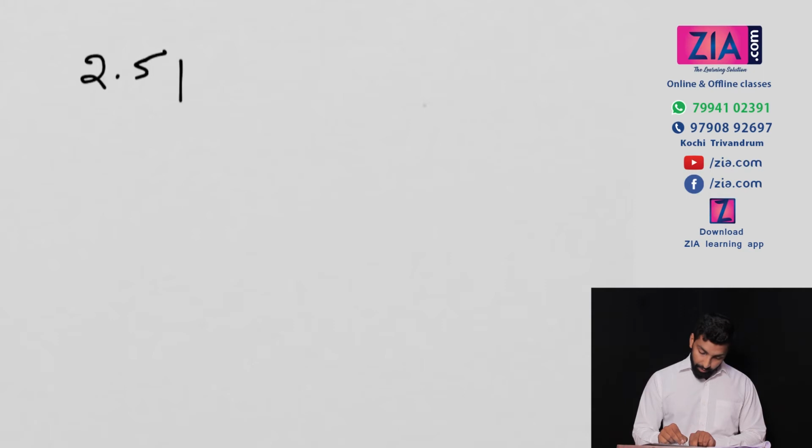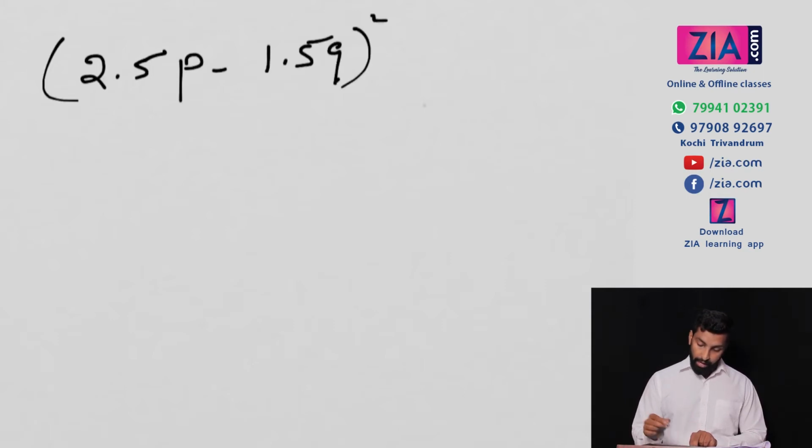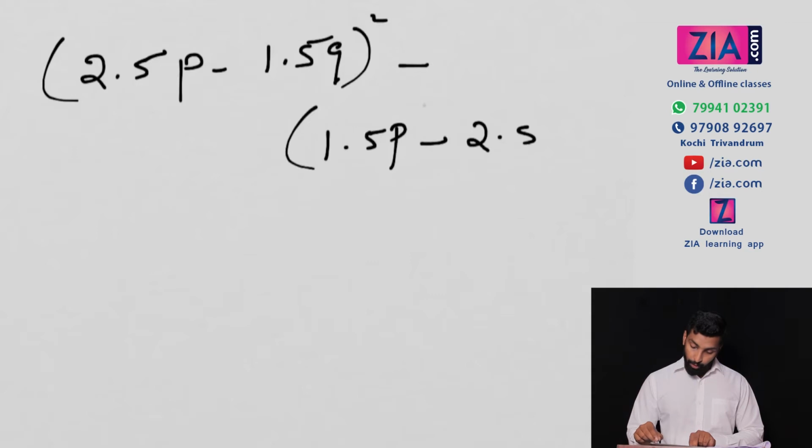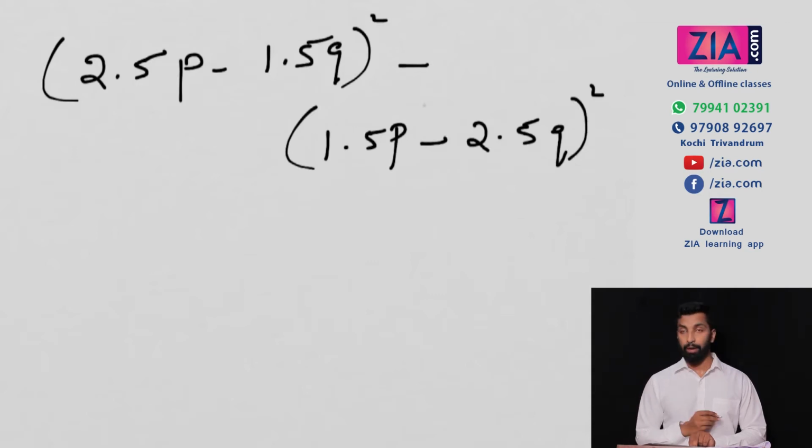Now in this question, you need to simplify (2.5p minus 1.5q) whole square minus (1.5p minus 2.5q) whole square. Okay, now if you observe here, this term is coming here and this term is coming here.